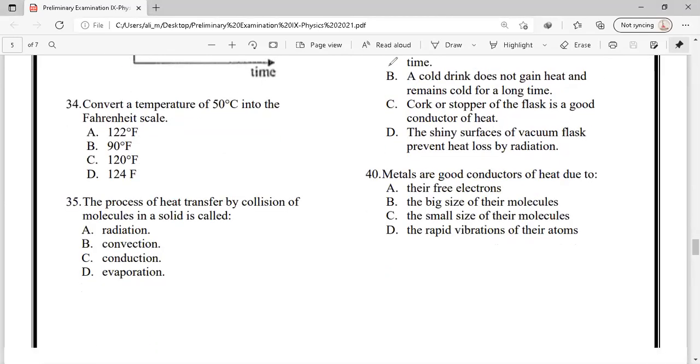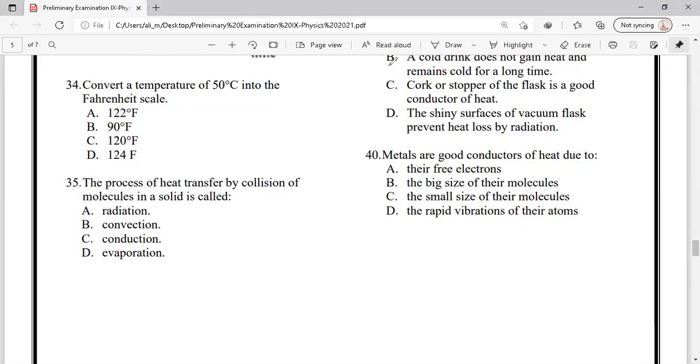Let's see question number 34. In 34 the temperature is given, that is 50 degrees, and we have to convert this into the Fahrenheit scale. So we know the relation is F equals 1.8 C plus 32. The value of C is 50, so let's substitute this 50 in this equation. So F will be equal to 1.8 multiplied by 50 plus 32.